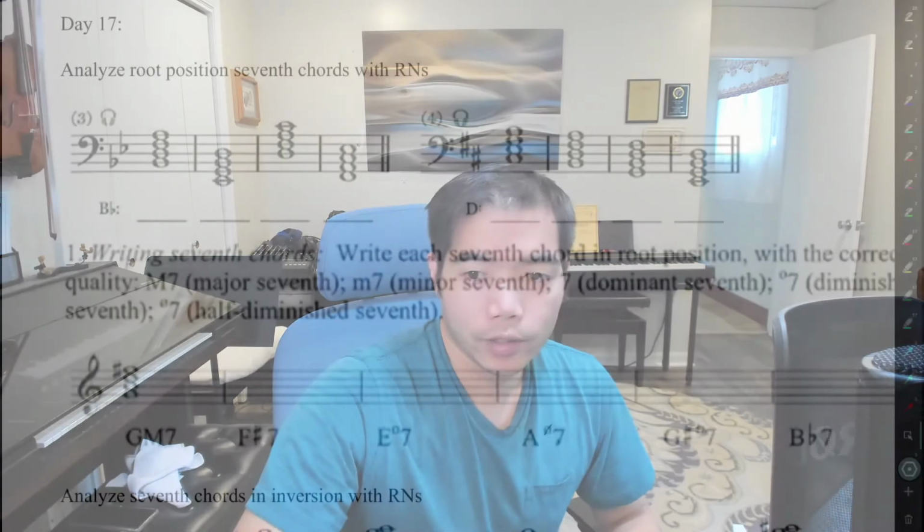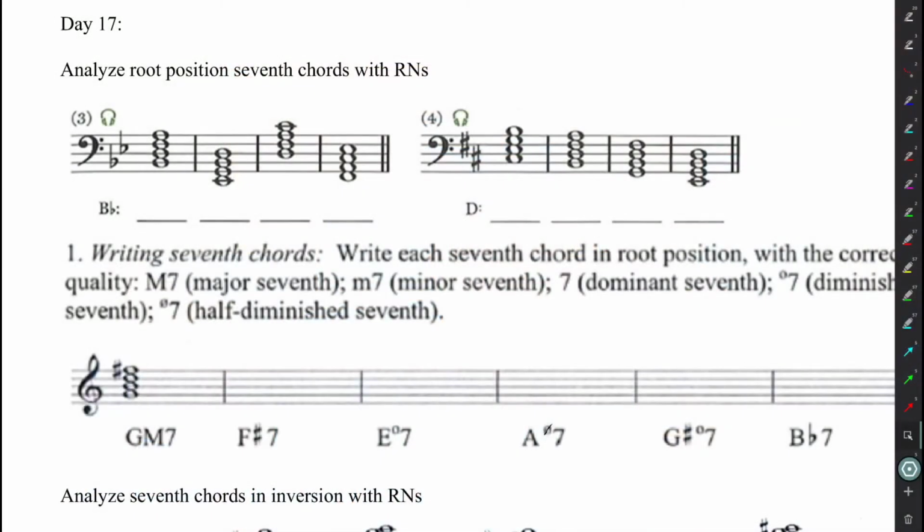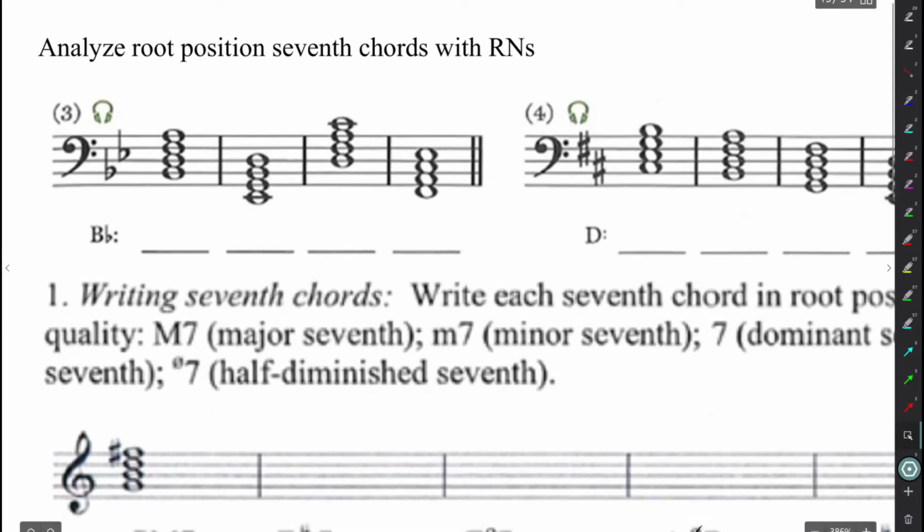Welcome back. In this video, we are going to do some practice for Roman numeral analysis of some seventh chords. So let's take a look at our in-class sheet. In this first example, it says analyze root position seventh chords with Roman numerals. This is going to be pretty simple. The first thing we want to note is our key signature. We are in the key of B flat major.